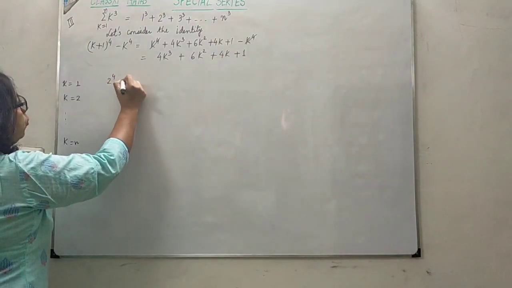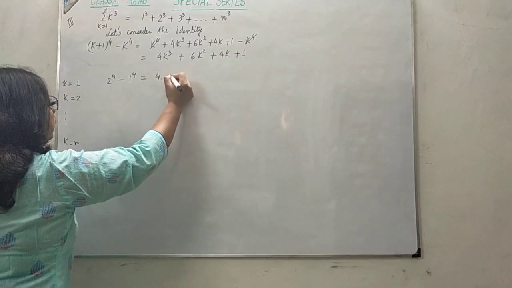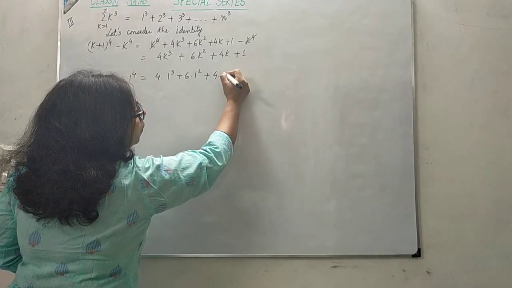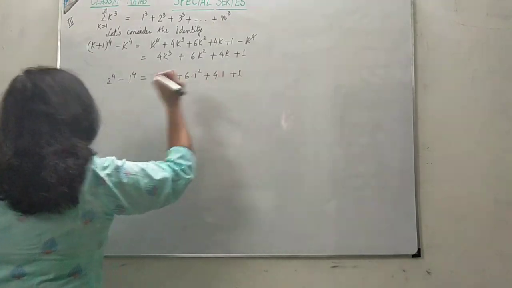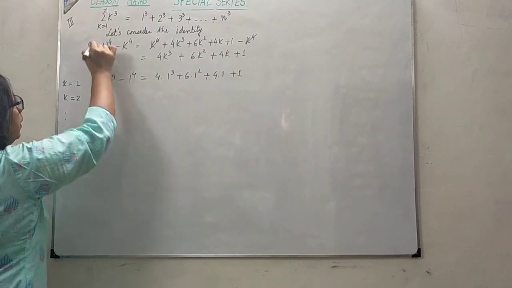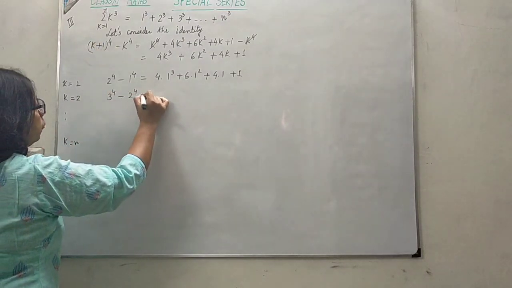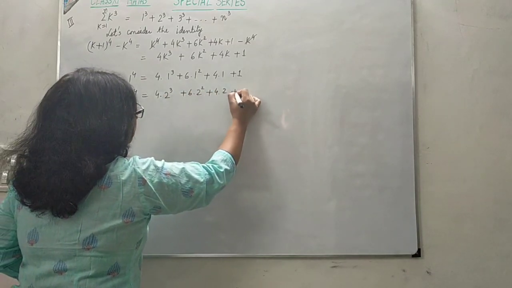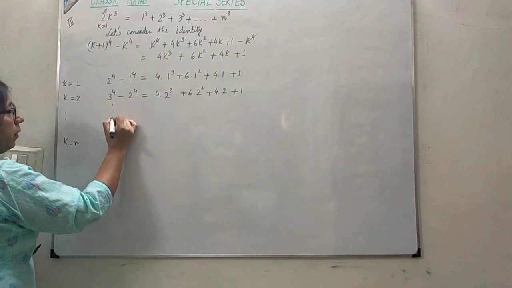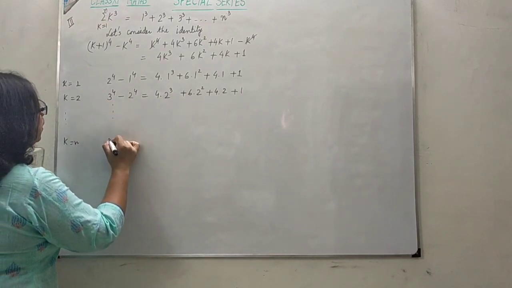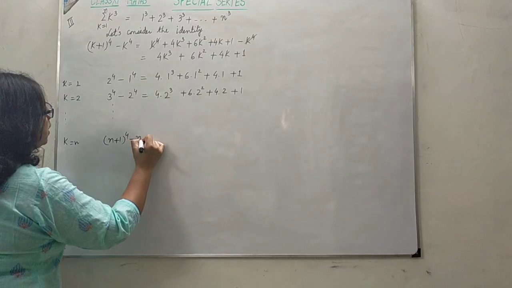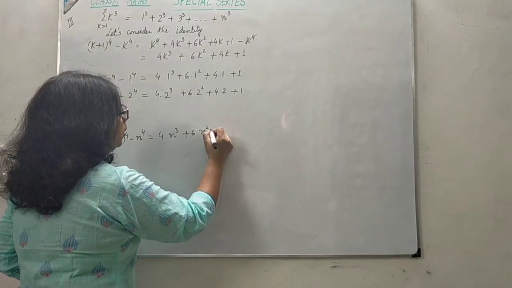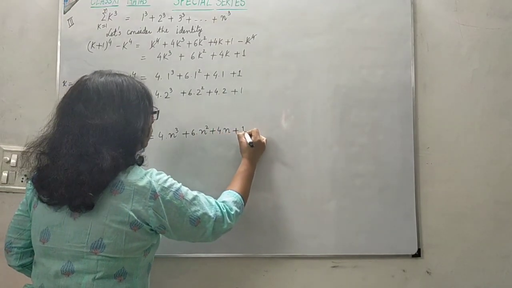For k = 1, this is 2^4 - 1^4 = 4 into 1 cube plus 6 into 1 square plus 4 into 1 plus 1. Next, if I substitute k as 2, this becomes 3^4 - 2^4 = 4 into 2 cube plus 6 into 2 square plus 4 into 2 plus 1. And the same way we will go on. And this is your (n+1)^4 - n^4, which will become 4 times n cube plus 6 times n square plus 4 times n plus 1.